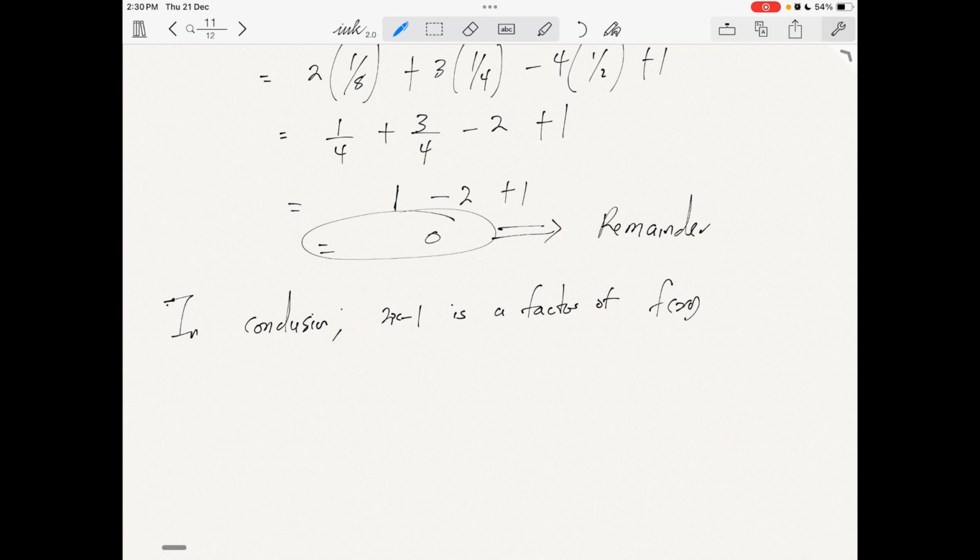Okay, so we can draw a general conclusion that if the remainder is equal to 0, the divisor is a factor of the dividend.